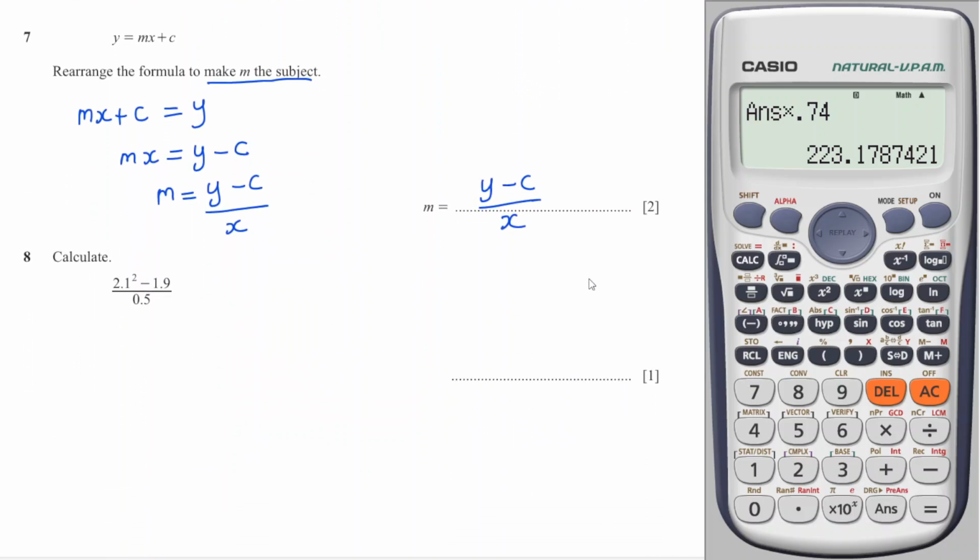So this one is just like that on the calculator. We need to know how to type it exactly. 2.1 the whole square, then minus 1.9, then entirely. So this is not correct. Entirely we need to divide. So I will start with this one: 2.1 the whole square minus 1.9. Then entirely it is divided by 0.5. So we'll get the answer as 5.02.